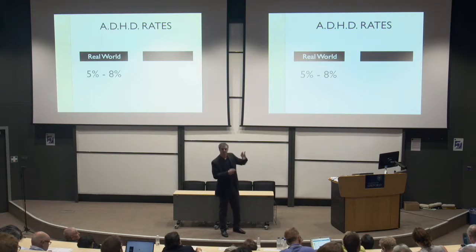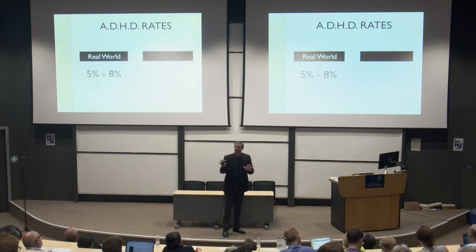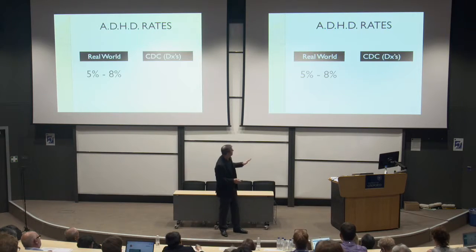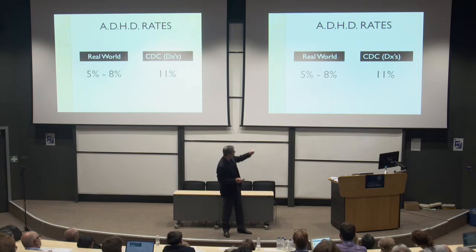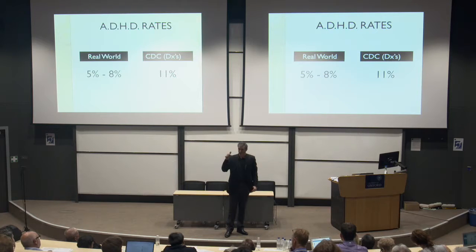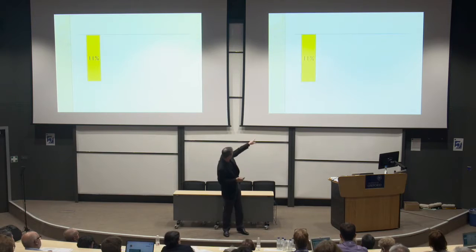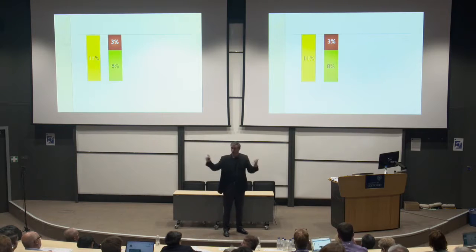Let's just say that the prevalence of true ADHD in the United States is 5 to 8%. A lot of people here will think that's too high, but trust me, 8% is what we're going to be dealing with here. Now, the CDC has determined that 11% of currently living children have received the diagnosis. So immediately it's too high, right? You have 11% who have received the diagnosis. That means 8% are correct at most, and 3% are incorrect. But it gets worse.